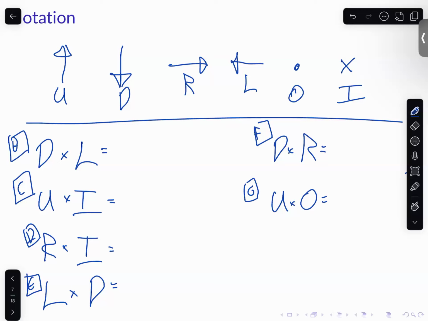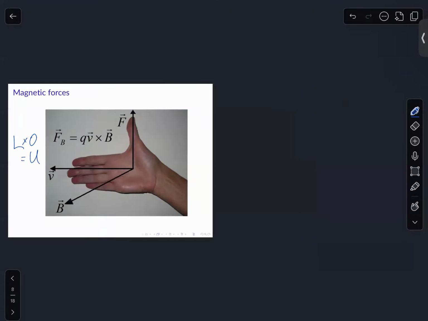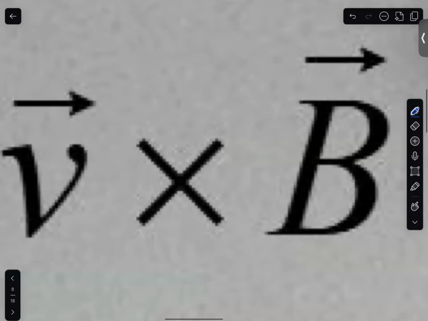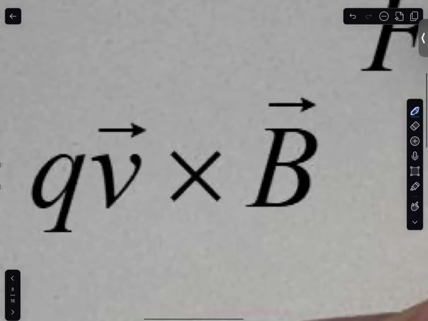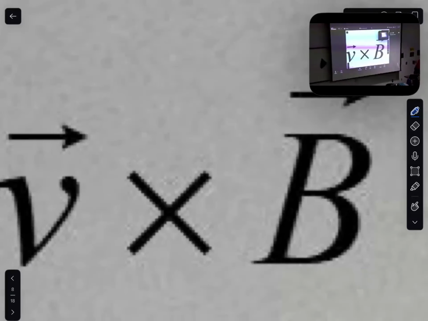Okay, did we answer everything? The next thing about magnetism that I did not emphasize: we learned how to calculate cross. V cross B: if the directions are the same, it's 0. If the directions are perpendicular, then multiply V times B. And the direction of V cross B is the right hand rule.